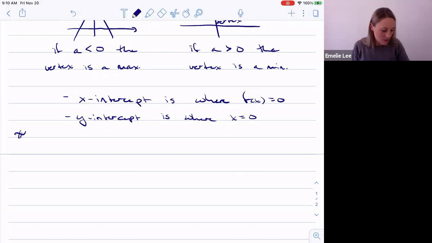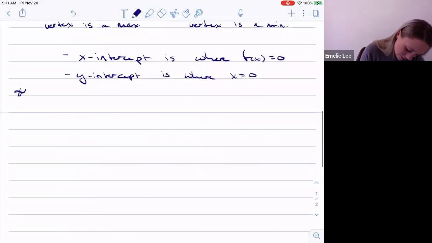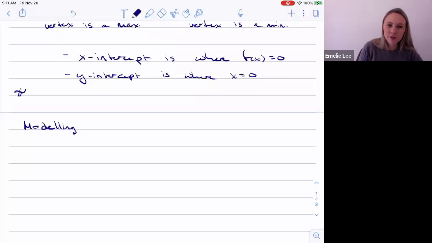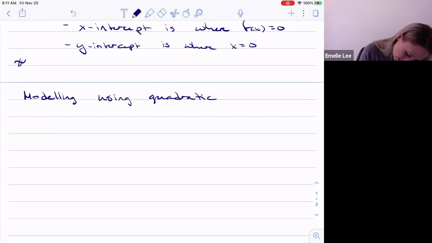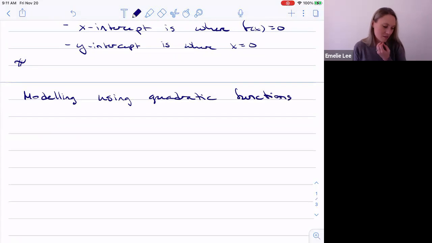Okay, so to finish off the section, we'll do 2 word problems. So modeling using quadratic functions.